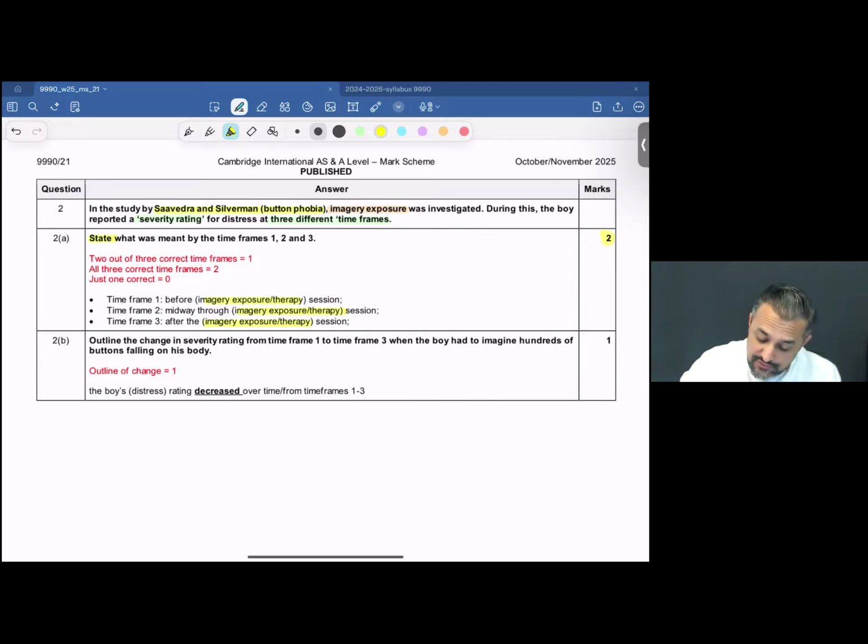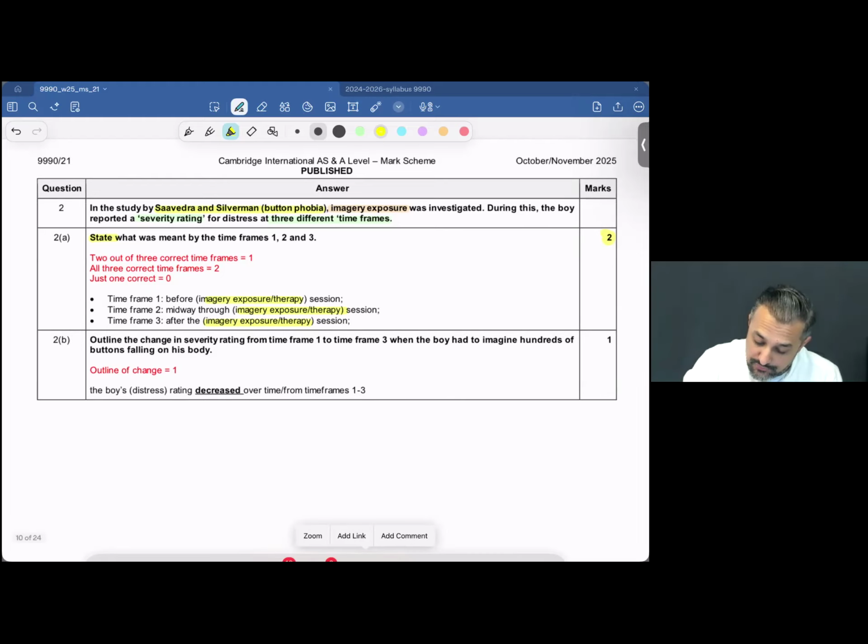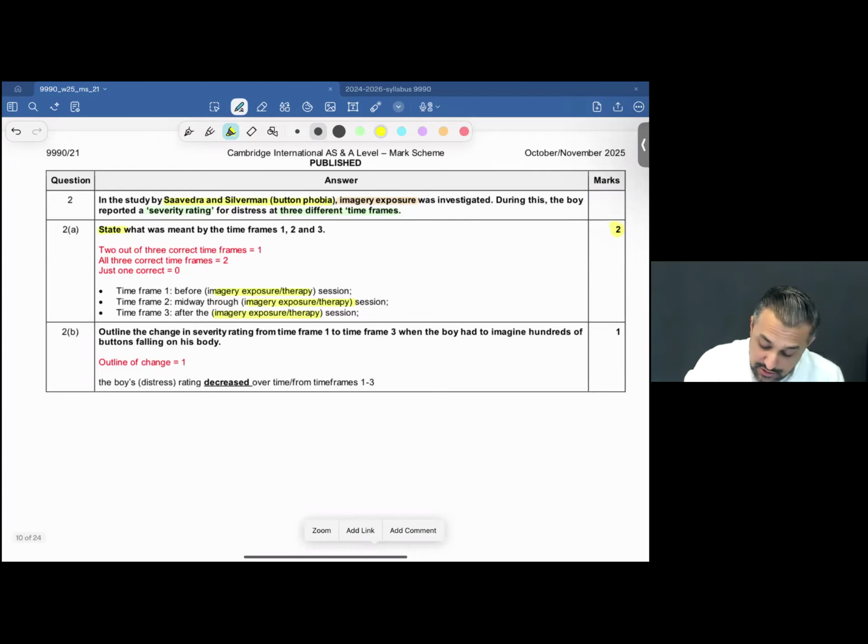Taking this ahead, Bismillahir Rahmanir Rahim, outline, the B part to this. Outline the change in severity rating from time frame 1 to time frame 3 when the boy had to imagine hundreds of buttons falling on his body. Now, the command word again over here is outline, and this is a 1-mark question. Now, in this question, the examiner asks you to outline the change in severity rating from time frame 1 to time frame 3.